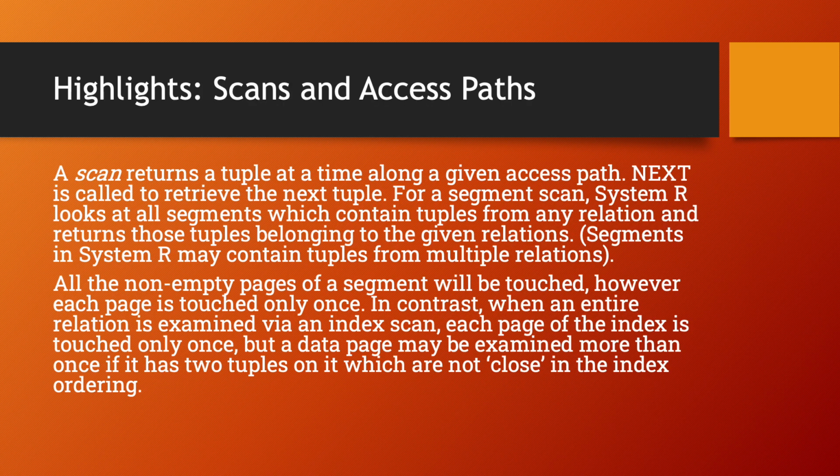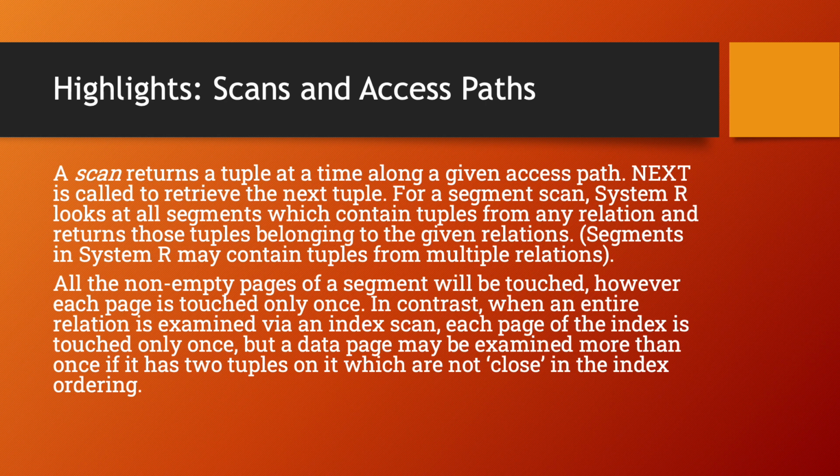Now, scan and access paths. A scan returns a tuple at a time along with a given access path. Next is called to retrieve the next tuple. For a segment scan, System R looks at all segments which contain tuples from any relations and returns those tuples belonging to the given relations. Segments in System R may hold tuples from multiple relations. All the non-empty pages of a segment will be touched. However, each page is touched only once.